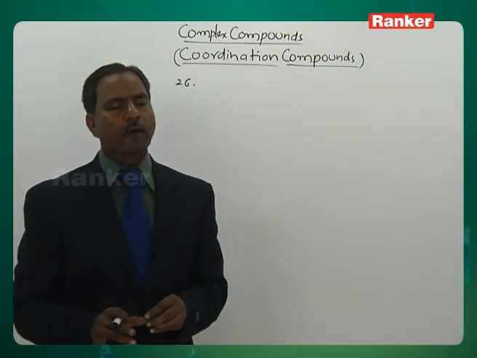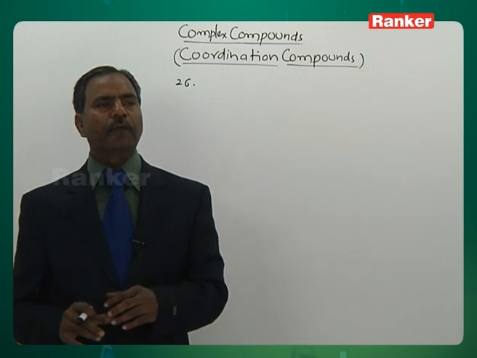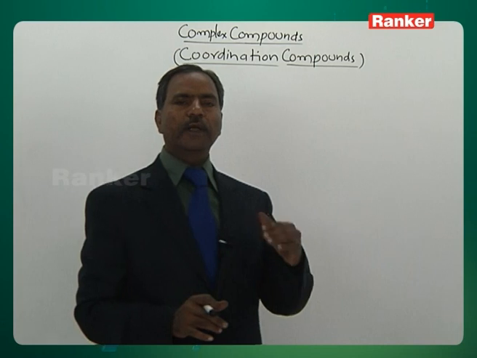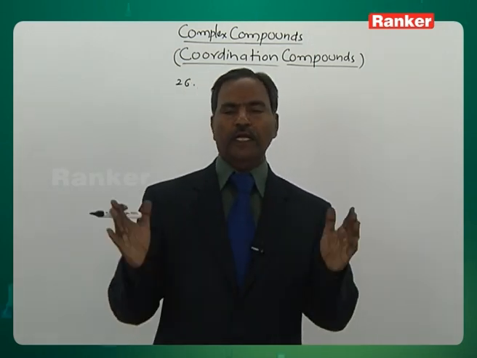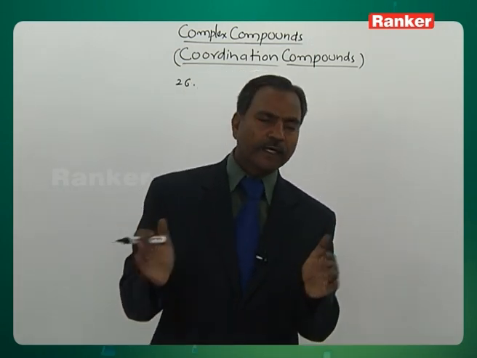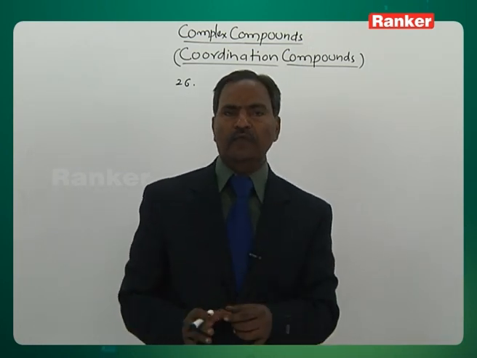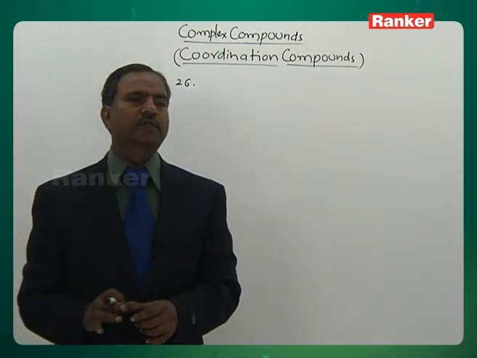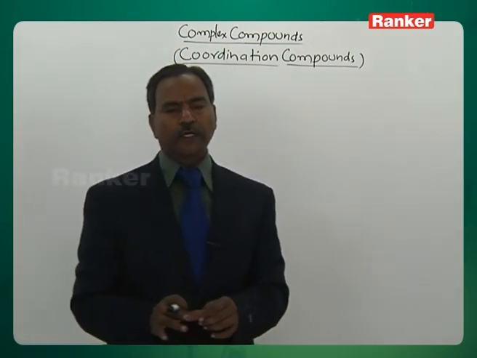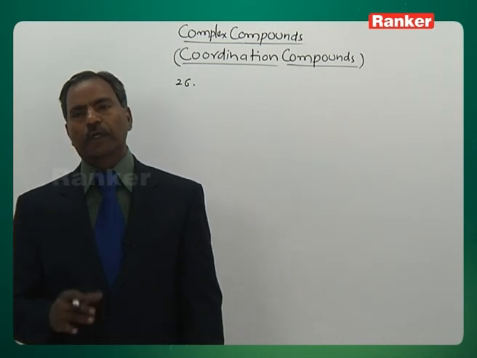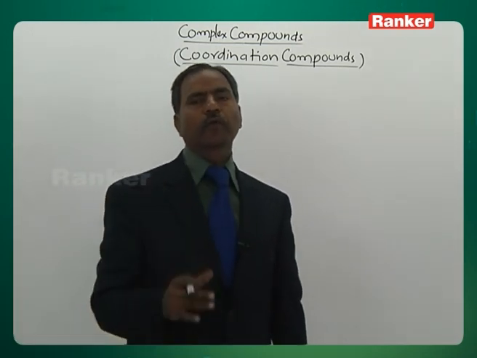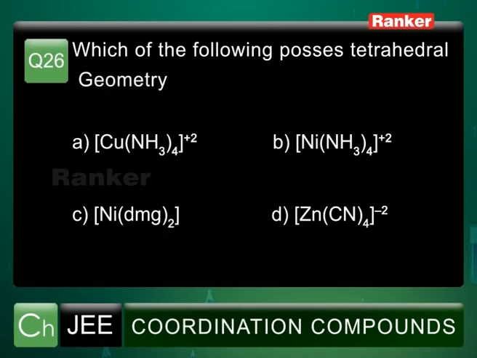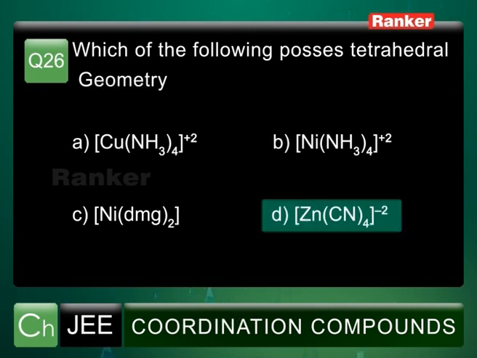Coming to B, nickel tetramine, we already discussed, and nickel DMG. Nickel plus 2 complexes take amine ligand and DMG ligand, both are strong field. Then in a d8 system, electrons are getting paired, therefore one orbital is becoming vacant, therefore dsp2 hybridization. So A is square planar, B is also square planar, C is also square planar, but zinc CN taken 4 times, minus 2: zinc plus 2 with coordinate number 4 must and should be sp3 hybridization, tetrahedral. So for question number 26, the answer is D.